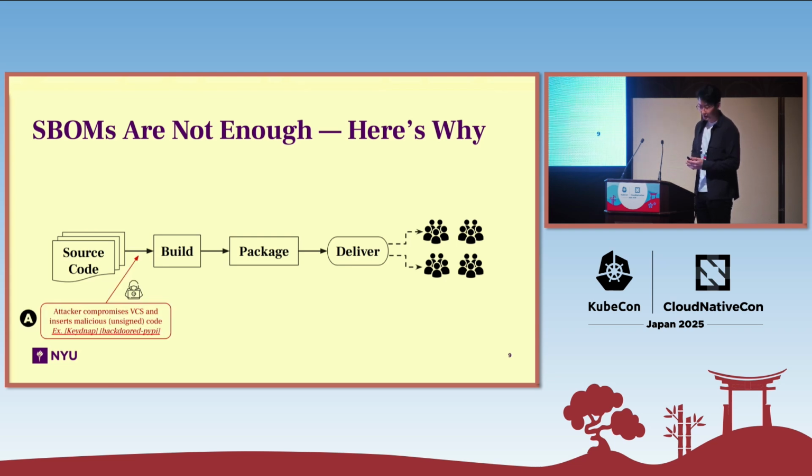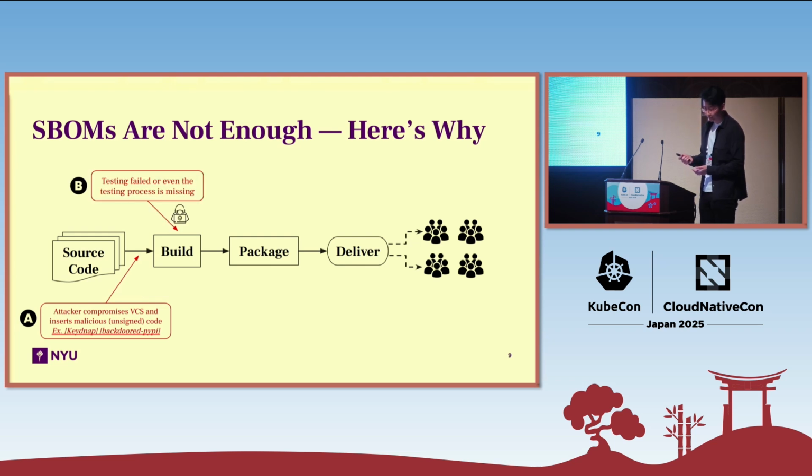Point A, an attacker can compromise your version control system and insert malicious code. This is what happened in cases like the Kidnap or backdoored PyPI packages. SBOMs won't catch that because they rely on what was declared or built, not who authored it or how it was verified. Point B, your testing process might be missing or, worse, might fail silently. A component that shouldn't be flagged gets through. Again, the SBOM records that it was compiled, not that it was tested or validated.